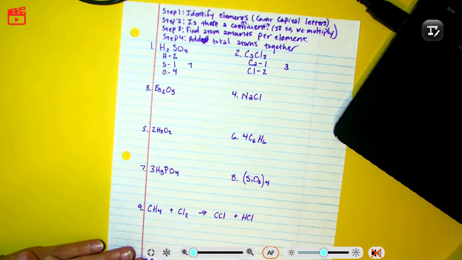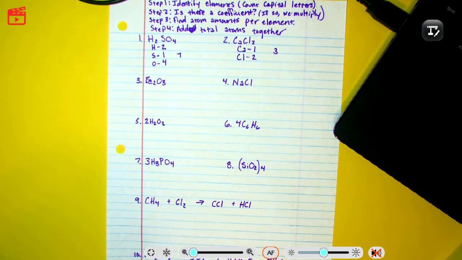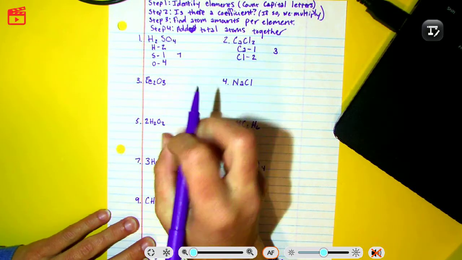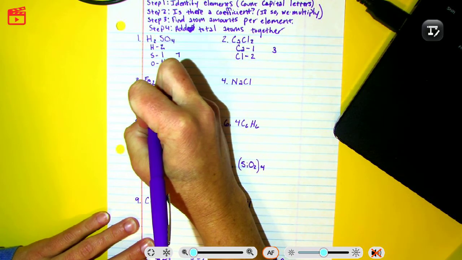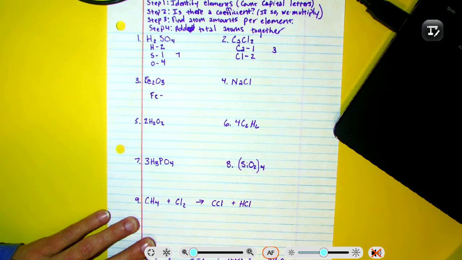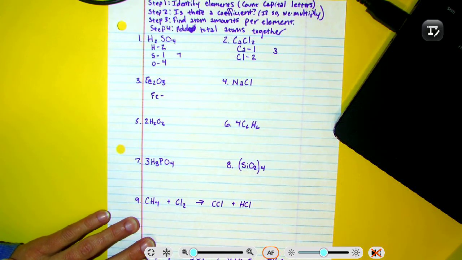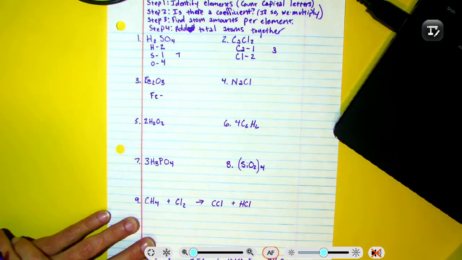All right, go down to number 3. I'm going to give you a minute. Step 1 is identify the elements. So identify the elements by counting the capital letters. What are my capital letters here? I have a capital F, so Fe is going to be an element, which I believe is iron. Iron is something weird, I think it's Fe. And then I have a capital O, which hopefully we know by now is oxygen.